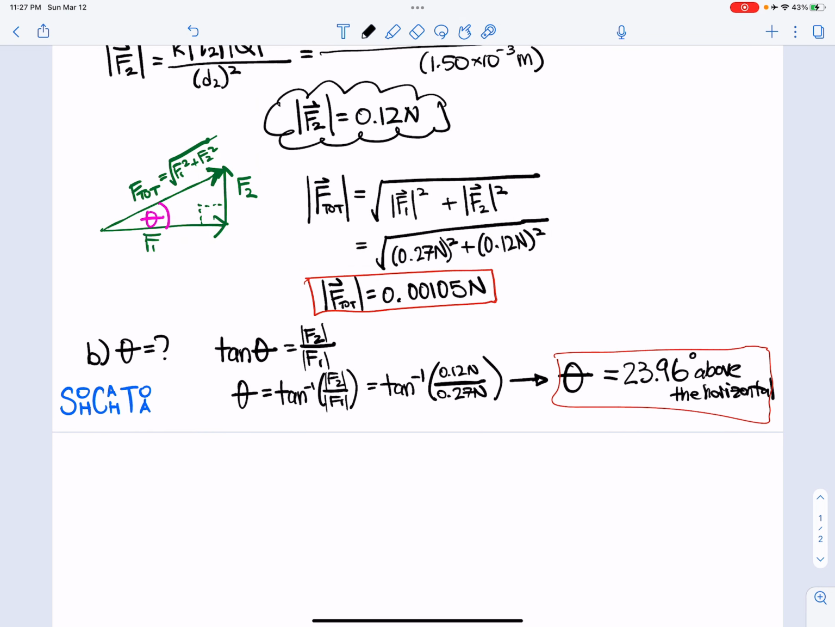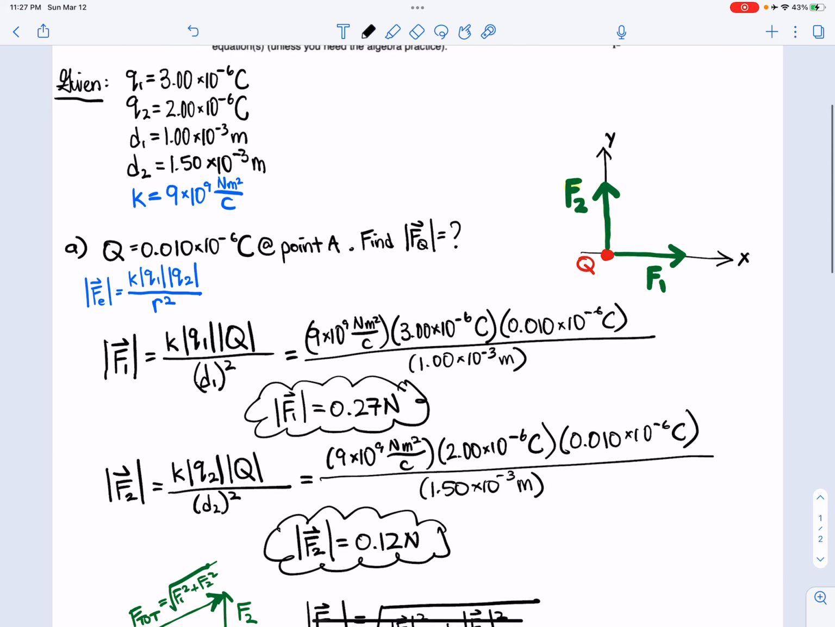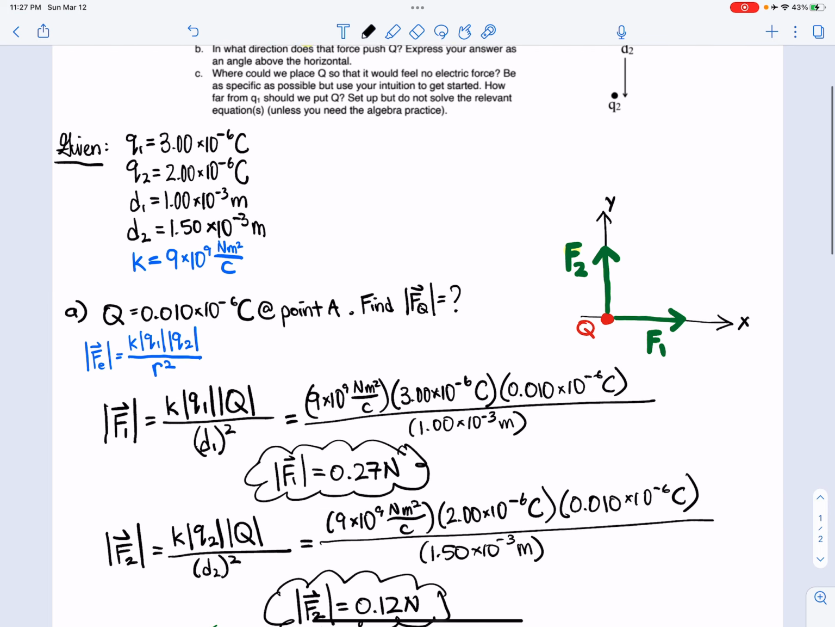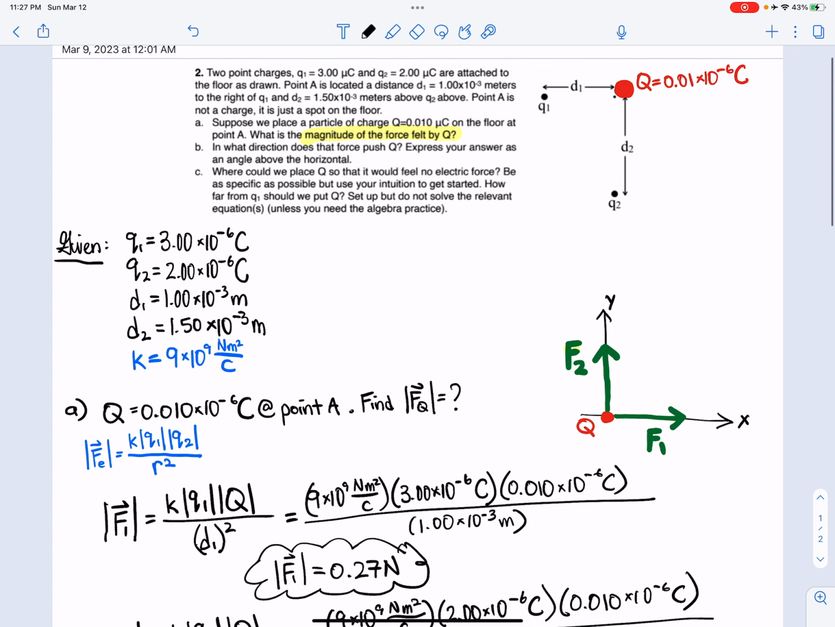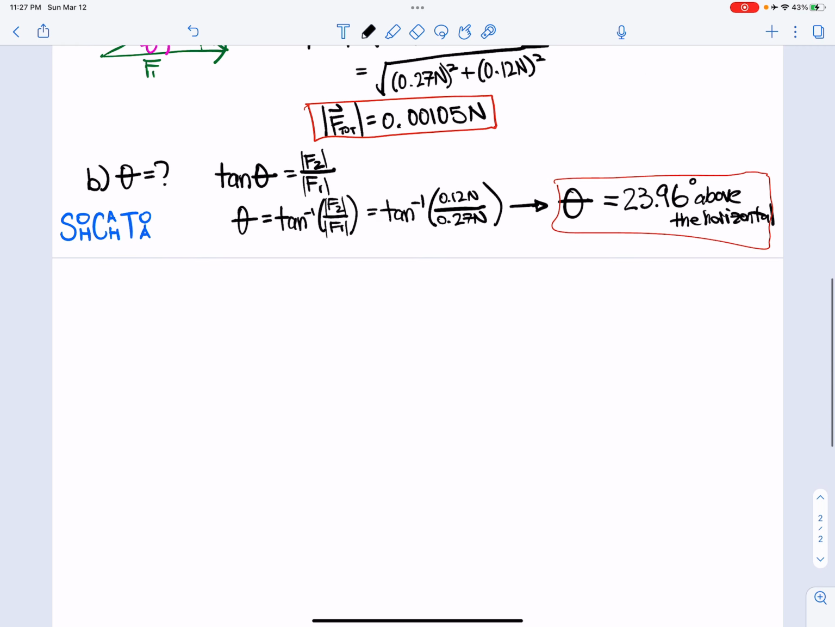And now moving on to part C. Where could we place capital Q so that it would feel no electric force? Be as specific as possible, but use your intuition to get started. How far from Q1 should we put capital Q?